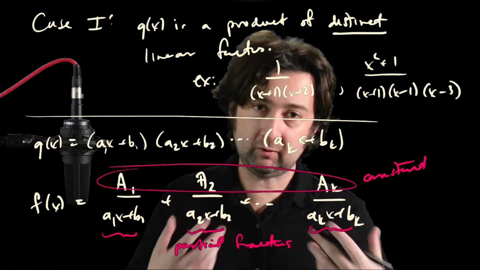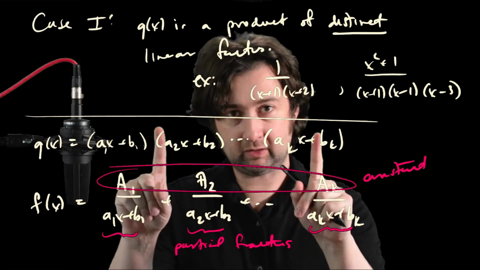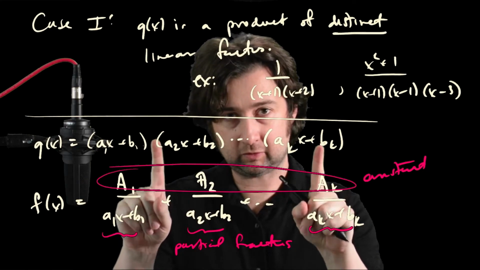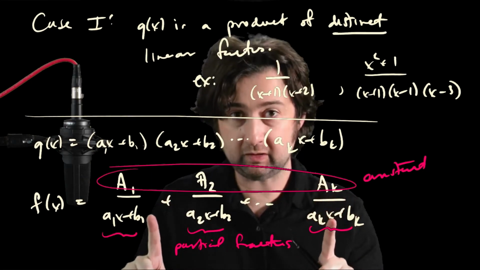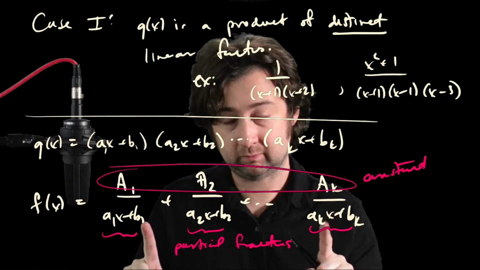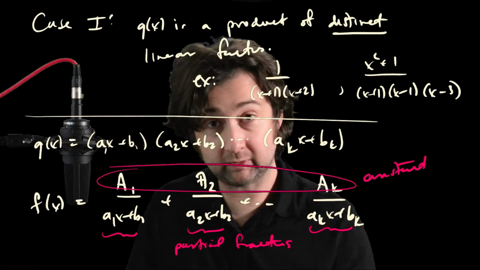So any rational function that has the property that its denominator factors into these linear terms can be broken up into pieces that integrate into logs. So what does that look like in practice? Let's do an example. Let's look at the integral of 1 over x plus 1 times x minus 2.